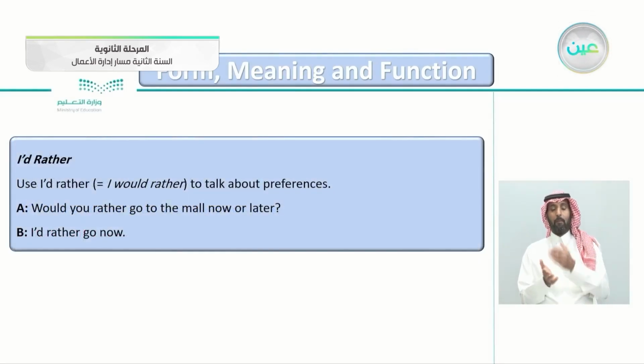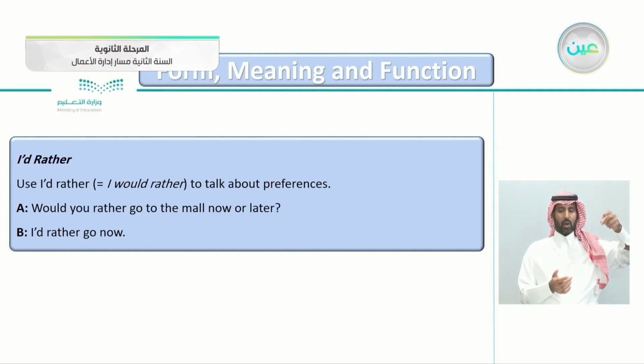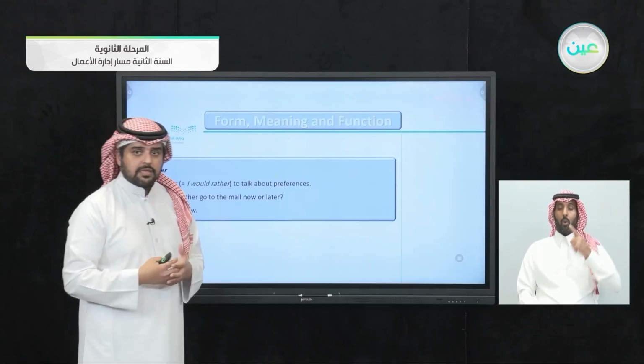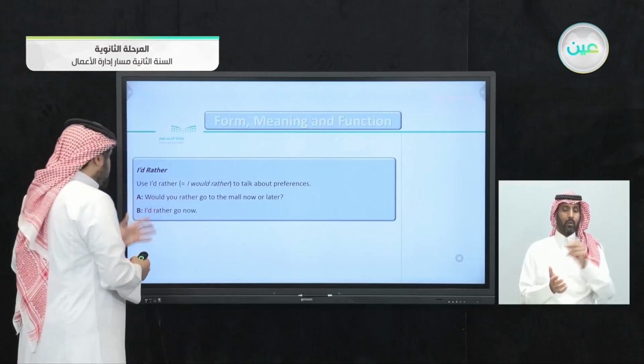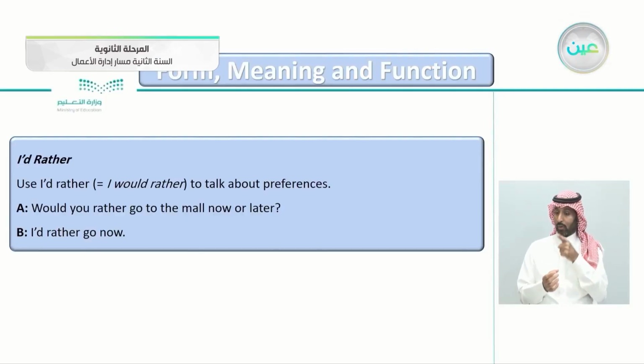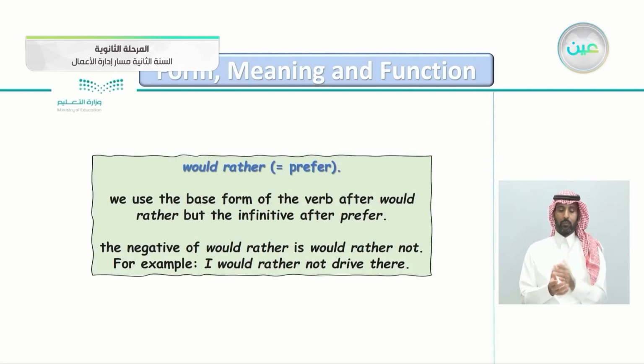Jumping to I'd rather here. Of course, I'd rather is short for I would rather, to talk about preferences. When you say I'd rather, it means that you choose to do that. Your preference is to do this thing. For example here, would you rather go to the mall right now or later? You say I'd rather go now. Would rather means to prefer. We use the base form of the verb after would rather, but the infinitive after prefer.